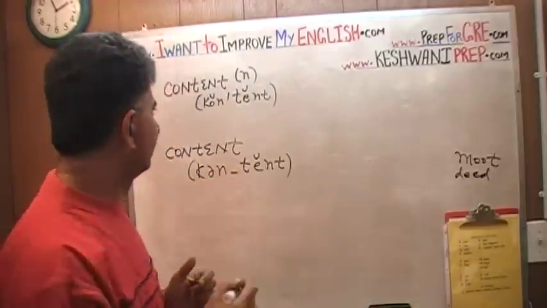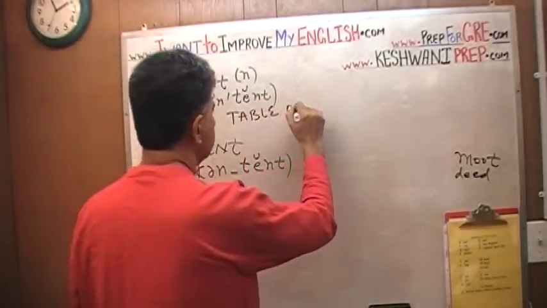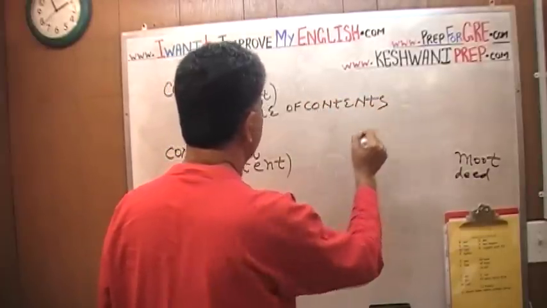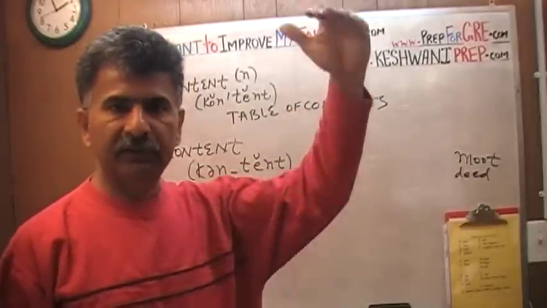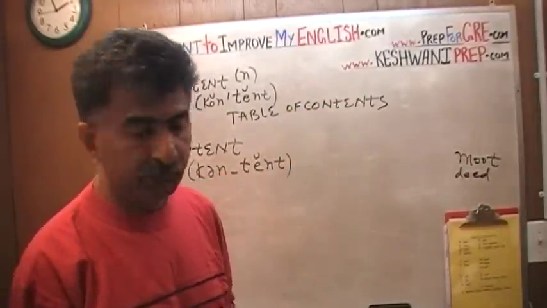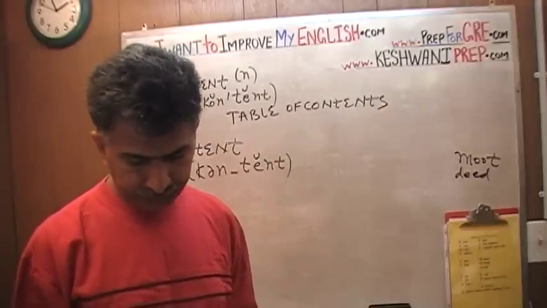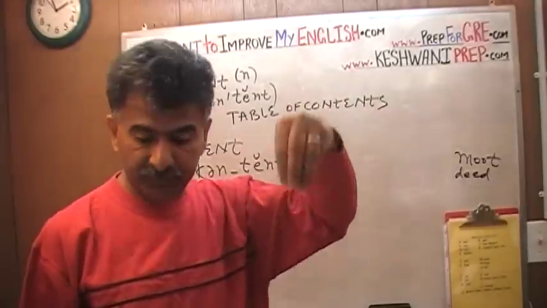Which is why you must have heard of something called table of contents. In the beginning of a book, they give you a table of contents where they list all the chapters that are in the book, and then they give you the page numbers. That's called table of contents. Or as I said, the content of your purse, the things that are in the purse.